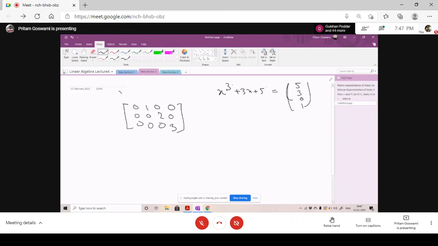The order was important. In our basis, 1 was first, so I am considering this one first: 1, x, x square, x cube. Through that ordering, 5 comes first, then 3, then 0, then 1. So if I write the vector here, 5, 3, 0, 1 is nothing but this polynomial, right?